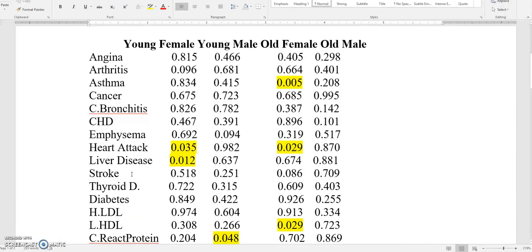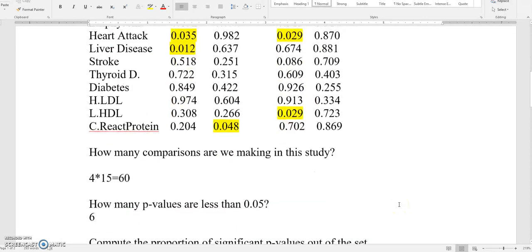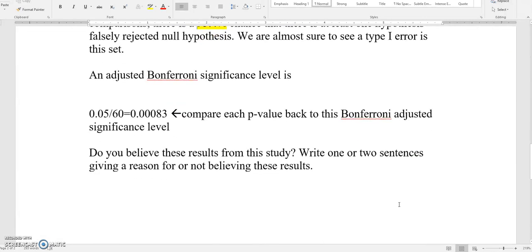So if you look, our highlighted p-values, none of them are smaller than 0.00083, right? Does everybody agree? Email me if you do not agree, I guess, but it looks to me like everything's smaller. So now, using this adjusted value results in no significant tests. Okay?